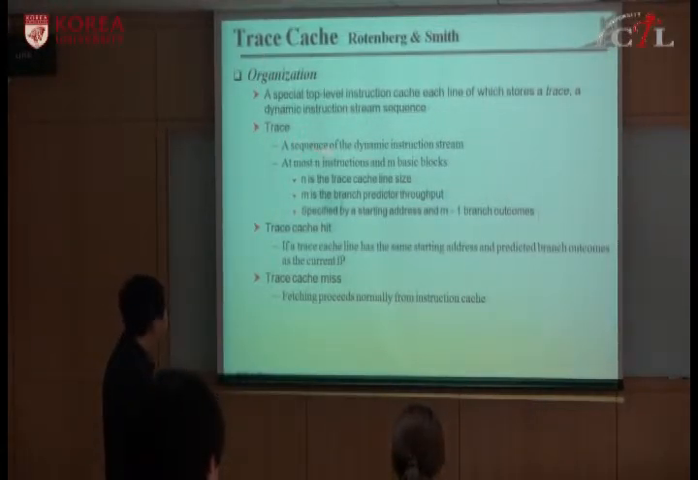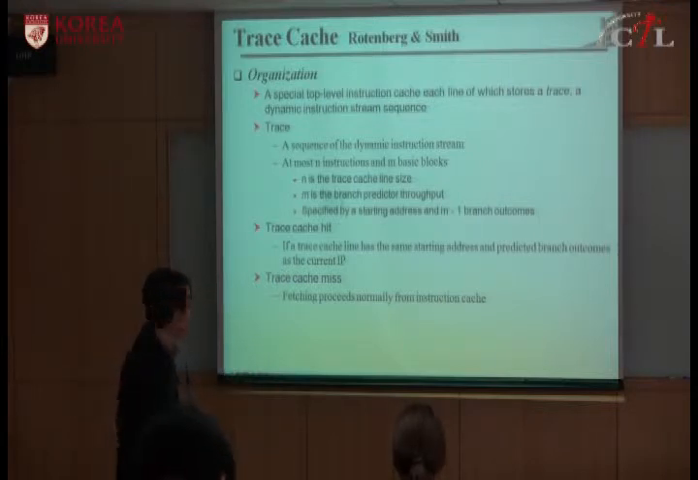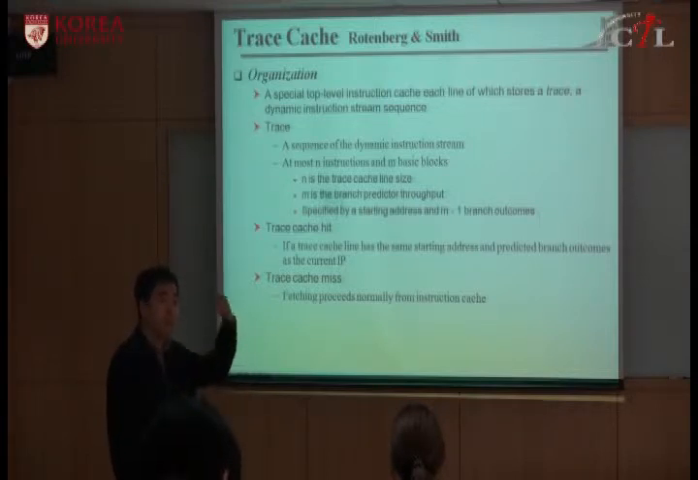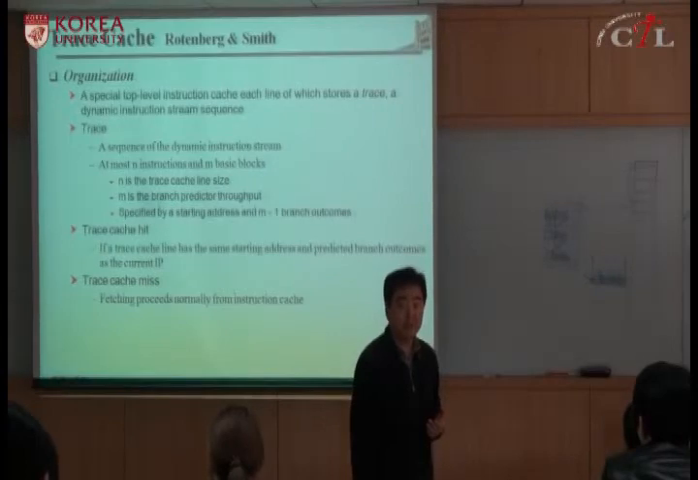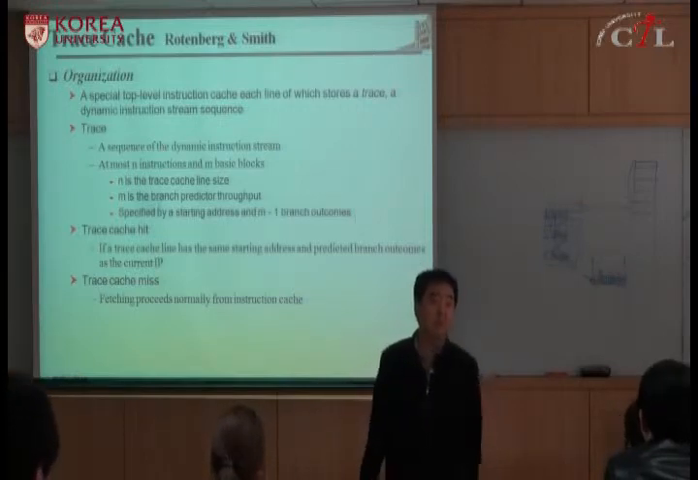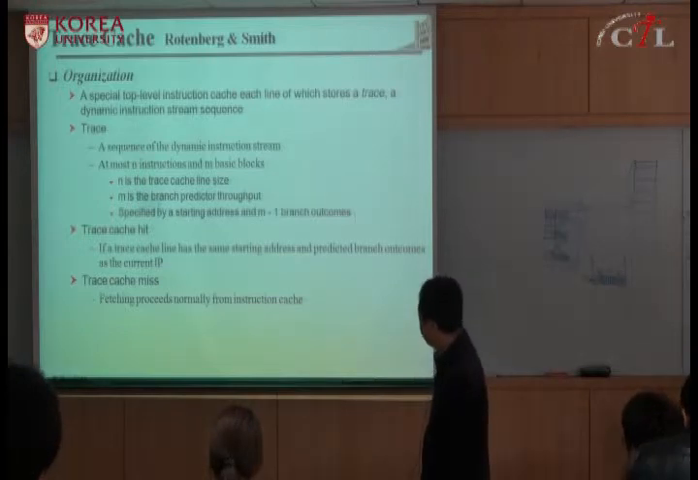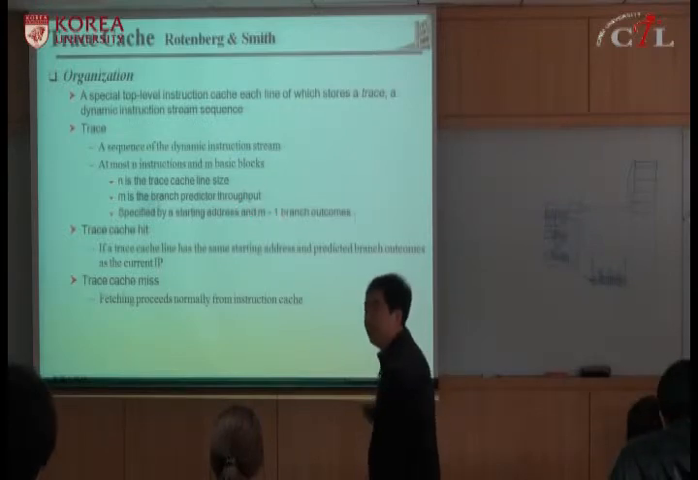The trace, he defined as a sequence of the dynamic instruction stream. It contains at most n instructions because it's limited by the trace cache block size, the cache line size. Okay? Each cache line might contain only 16 instructions or something like that. That's the maximum. And it might contain n basic blocks, which depends on the branch prediction throughput. Okay? Because you can support up to 3 branch predictions, then maybe you can have up to 3 basic blocks. The last branch, you should use for the prediction for the next cycle. Okay? So this trace is specified by the starting address, which is the tag, and n-1 branch outcomes.